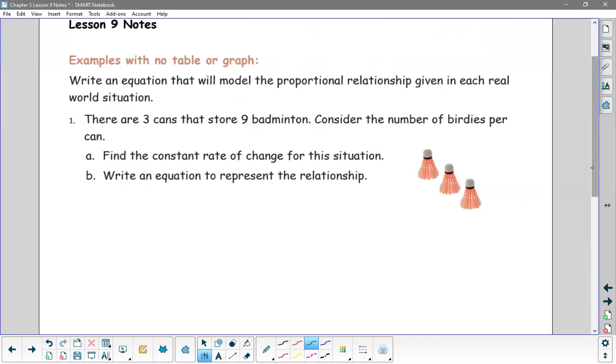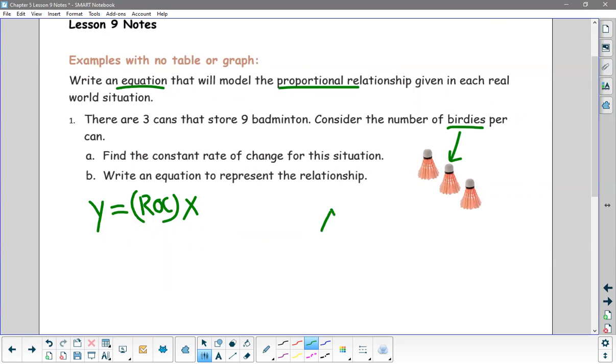All right, well, if I'm going to do a proportion and write an equation, our whole basic idea again is y equals the rate of change times x. I just got to figure out the rate of change, right? So that's our goal. Can we figure out the rate of change and then just sub it in? So the question says, there are 3 cans that store 9 badminton birdies. Consider the number of birdies per can. Right, so just so we're clear, birdies are these things. Okay, and so it says we have 3 cans and it basically contains 9 birdies, right? So we have to write a rate of change for it.